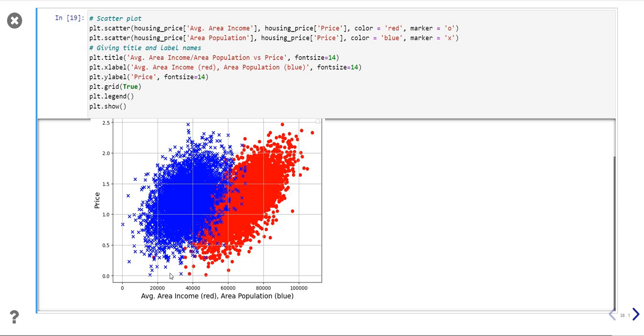So you can see that both average area income and also the area population seem to have a linear positive relationship with price, right? So you can see some relationship with this. And where is the legend? The legend is supposed to appear. Is the legend there?